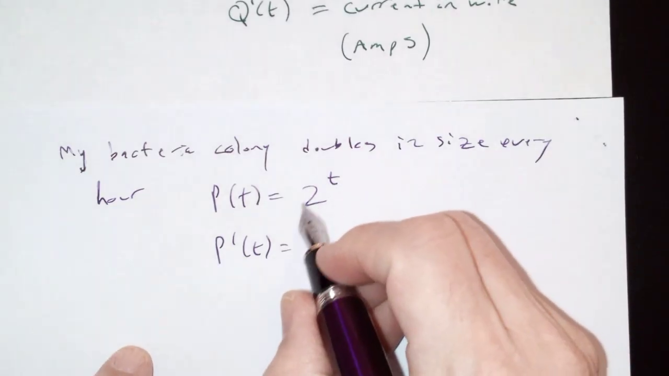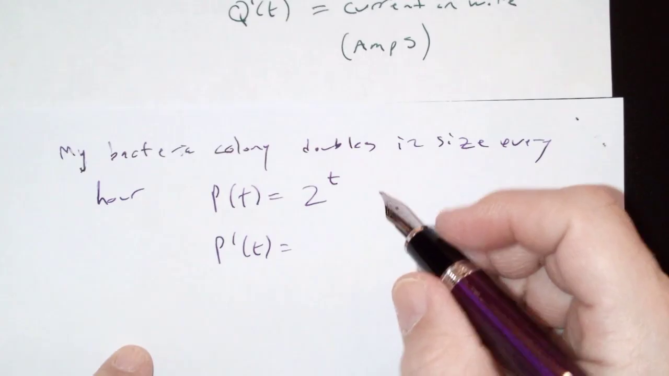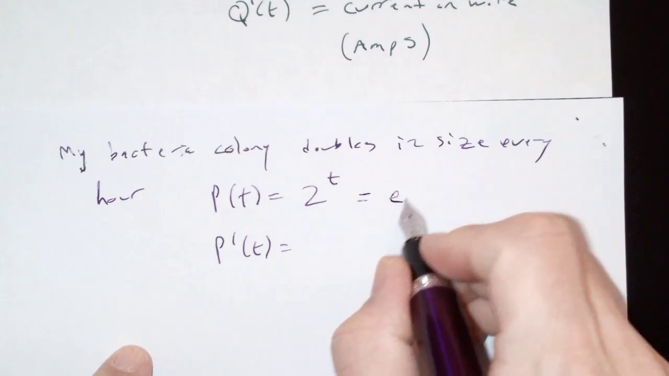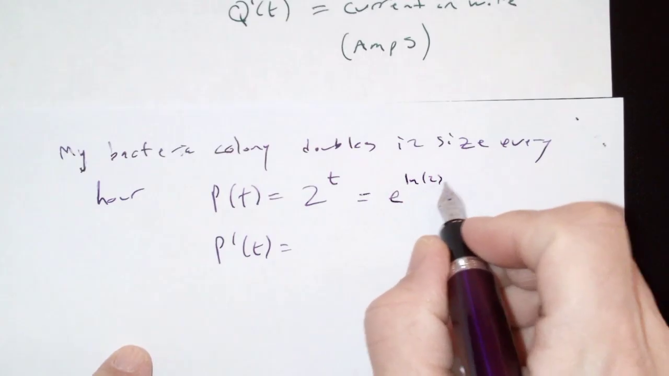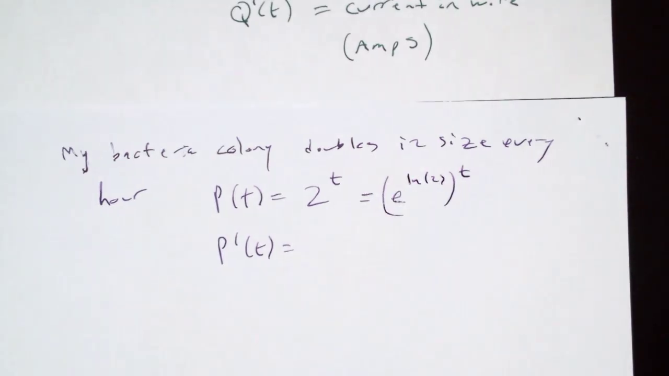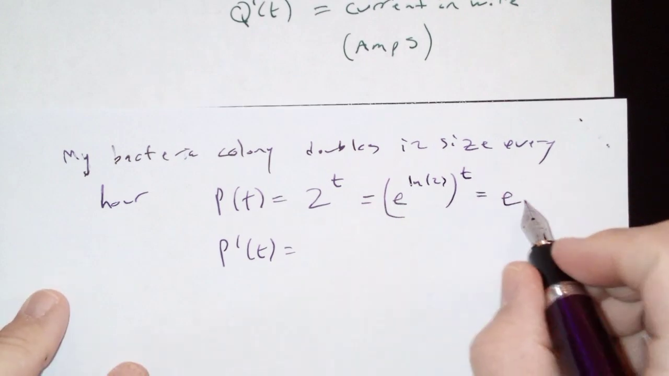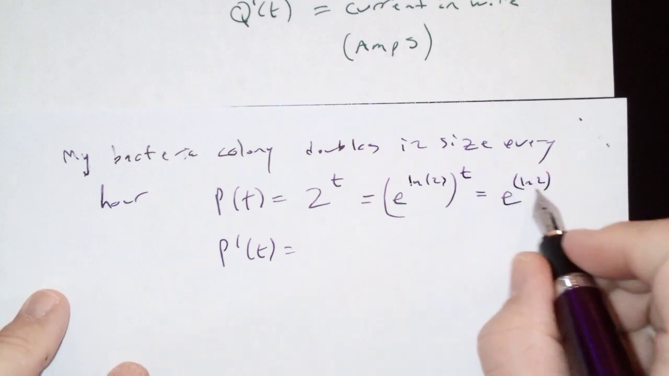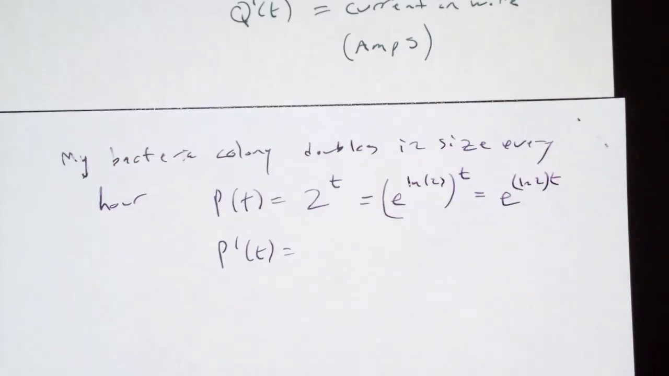I remember that e's and ln's cancel each other out. So I'm going to write this as e to the ln 2 to the t. And when I have a power and then another power, those get multiplied together. ln 2 is just a number: 0.693147. I happen to remember that one. That's what happens. You use these enough, you end up remembering some of them.